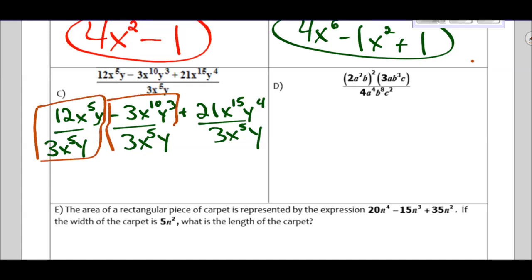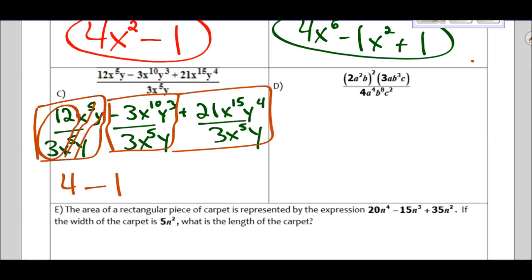This and this get divided separately. So that turns into 4. The exponents completely cancel out there. X to the 5th divided by x to the 5th is just 1. Y divided by y is just 1, so those cancel out. I really just end up doing 12 divided by 3, minus negative 3 divided by 3 is a negative 1. X to the 10th divided by x to the 5th, I'm subtracting those exponents. That's x to the 5th. And then I subtract exponents again. Y to the 3rd divided by y to the 1st becomes y to the 2nd.